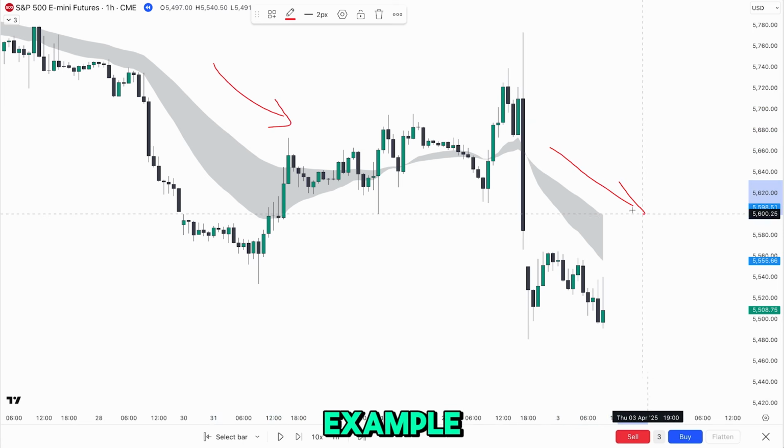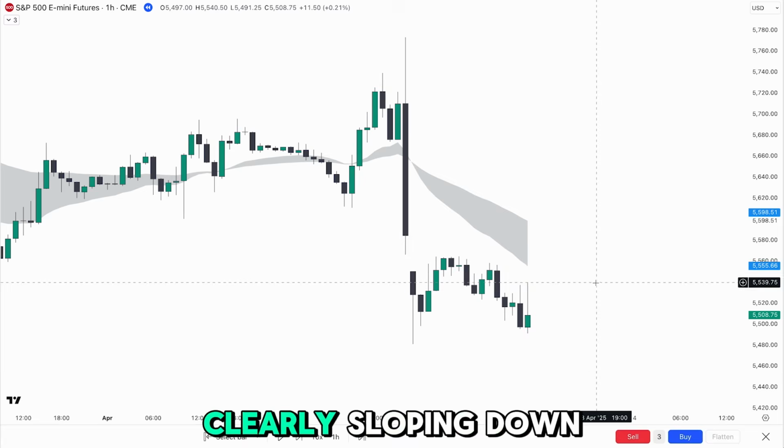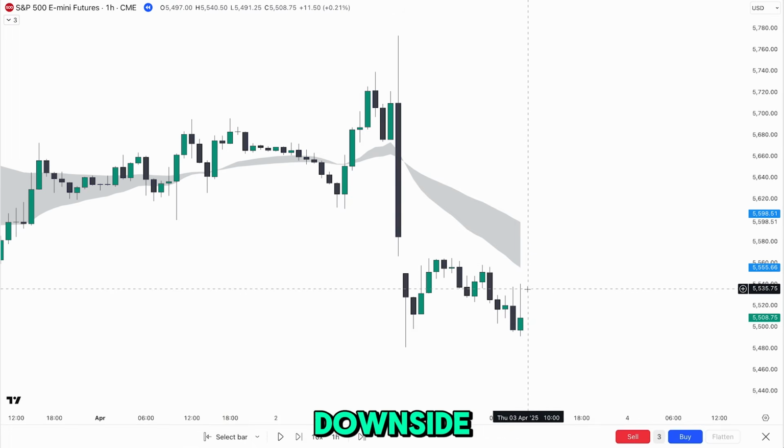So take a look at this example. The cloud was sloping down, then it went flat, and now it's clearly sloping down again. That tells me sellers are back in control. The market has momentum to the downside.